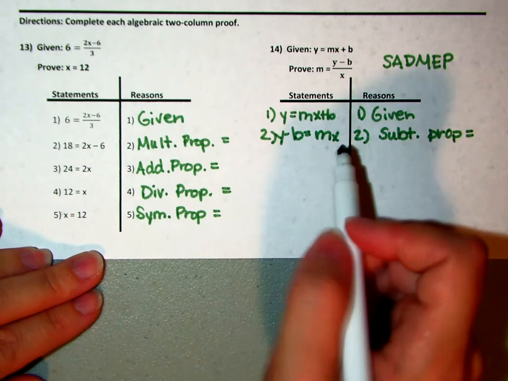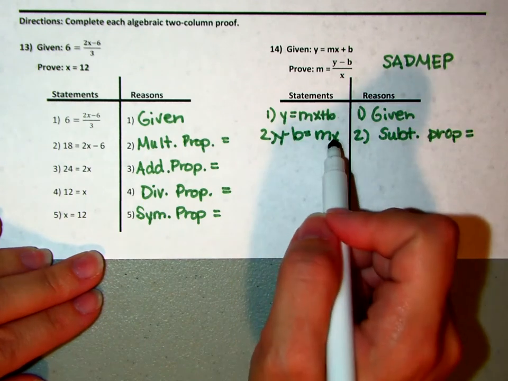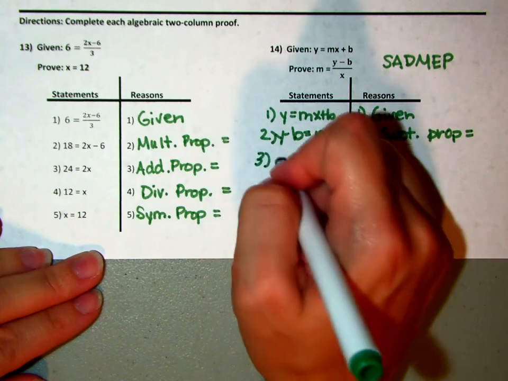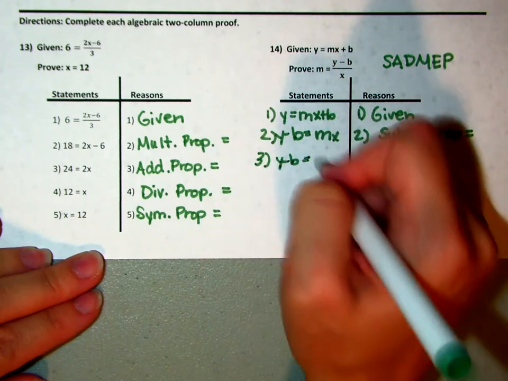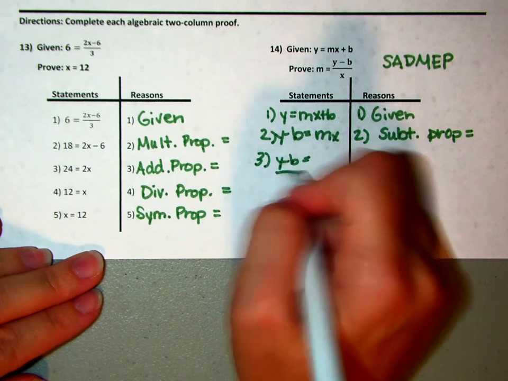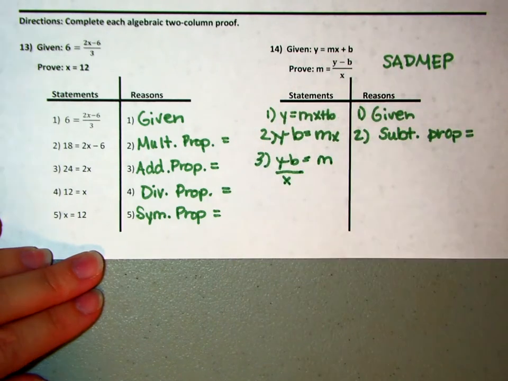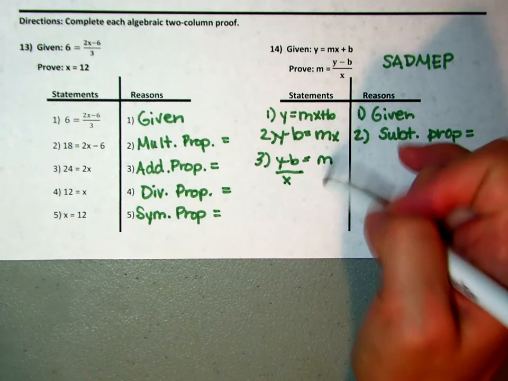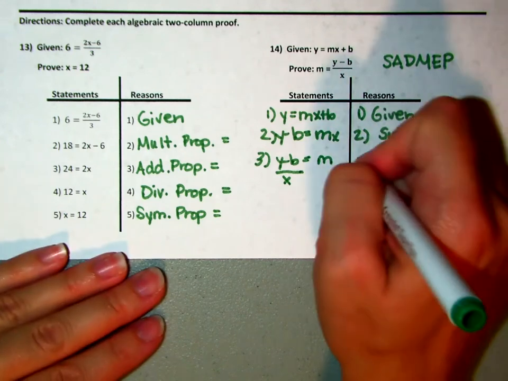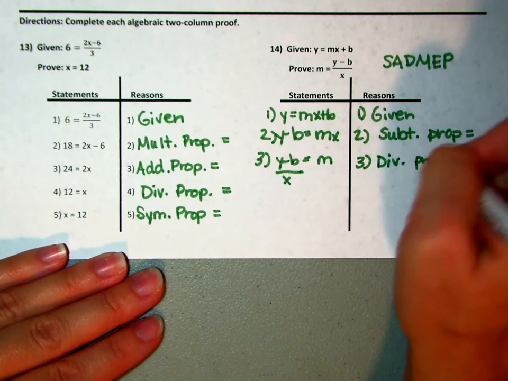The next thing that I see is that m is being multiplied times this x. We've got to get rid of that x. So if we take that y minus b equals mx, and we divide both sides here by that x, we will have x on this side and m on this side alone, because if I divide this side by x, they will cancel. So that right there, we divided both sides by x, is the division property of equality.